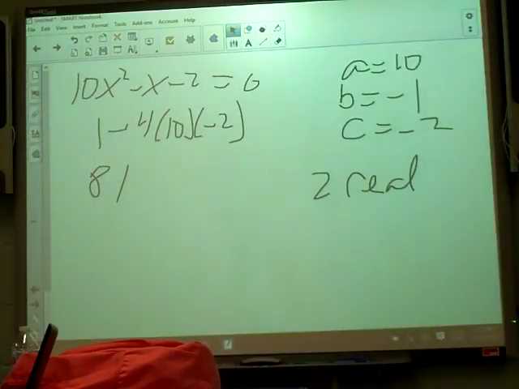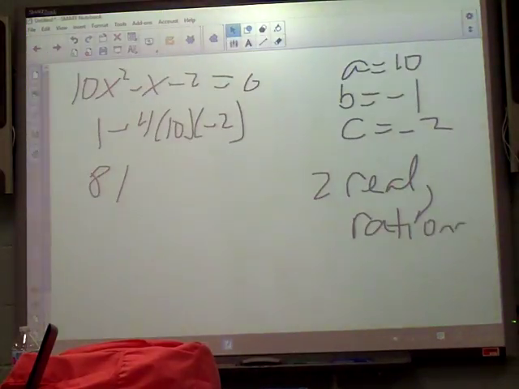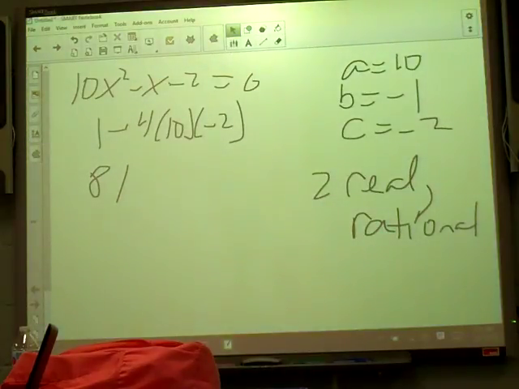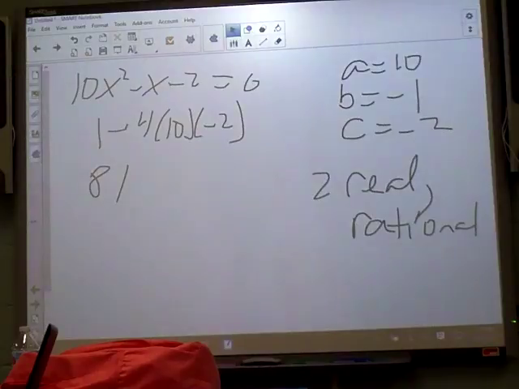So that means those 2 real, Zane's right, that means those 2 real solutions are also going to be rational. It means you won't have a square root symbol left in your answer. If that had come out like 80, which is not a perfect square, they would be irrational. Does that make a little bit of sense?